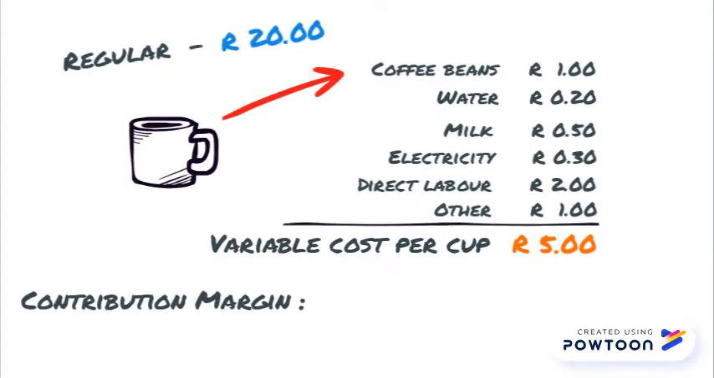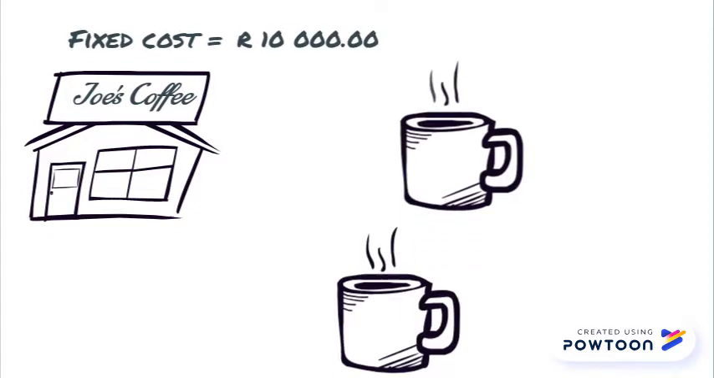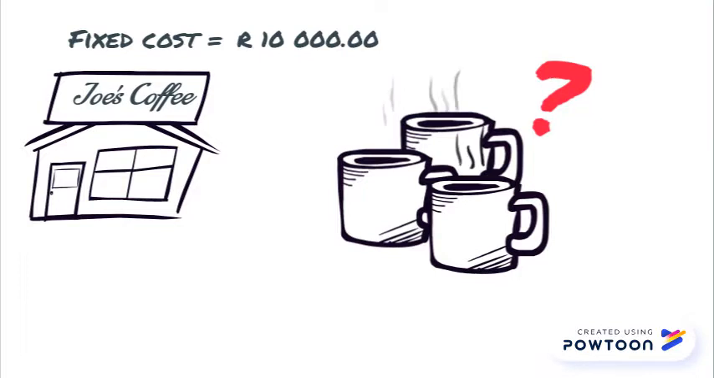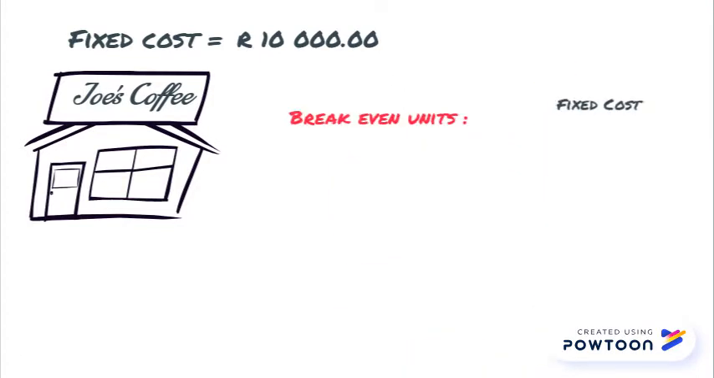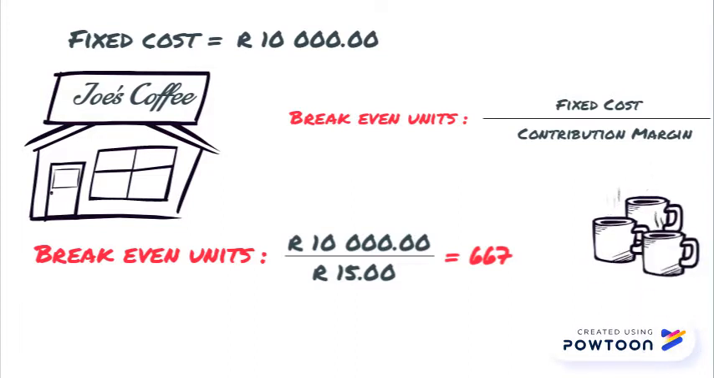Contribution margin is a product's selling price minus all variable cost, resulting in the incremental profit earned for each unit sold. Joe's monthly fixed cost is 10,000 Rand and he needs to determine how many cups of coffee he needs to sell to break even. Break-even analysis is taking your fixed costs and dividing it by your contribution margin. Joe would then need to sell 667 cups of coffee to break even. Any additional sales will result in incremental profit.